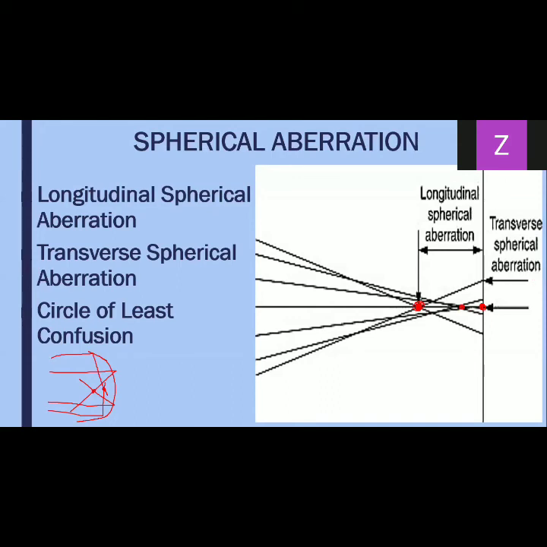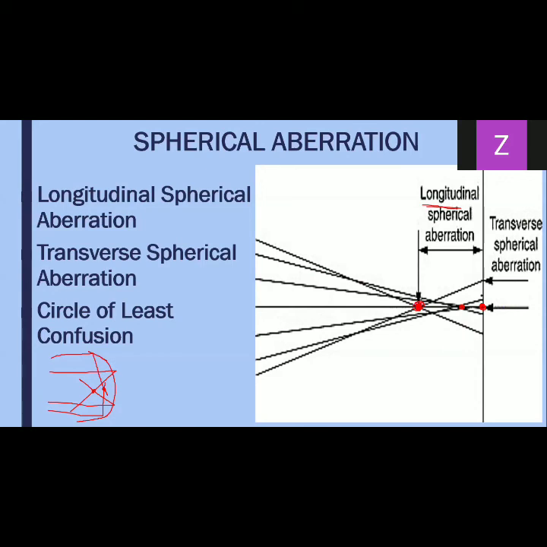Matlab ideally yahan pe hona chahiye tha, but yahan pe bhi ho raha hai, yahan pe bhi ho raha hai. To ye jo distance hai between the actual and additional intersection is what we call a longitudinal spherical aberration. Okay. Secondly, what happens, yahan pe sirf intersect hona chahiye tha.